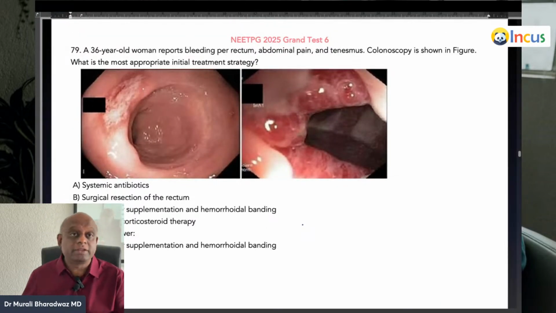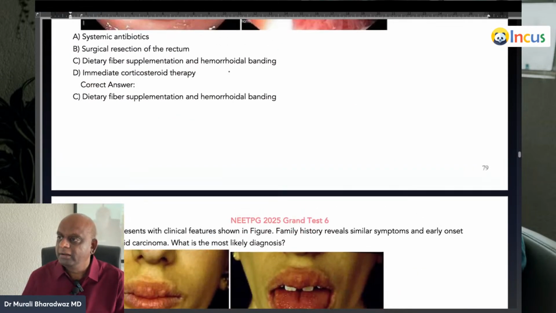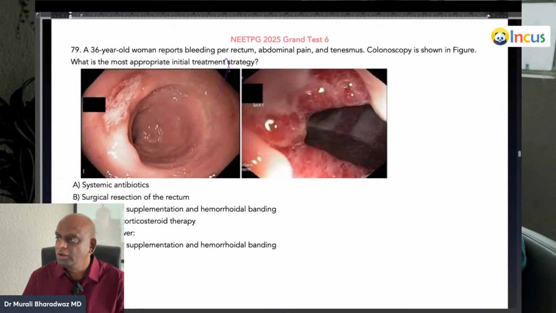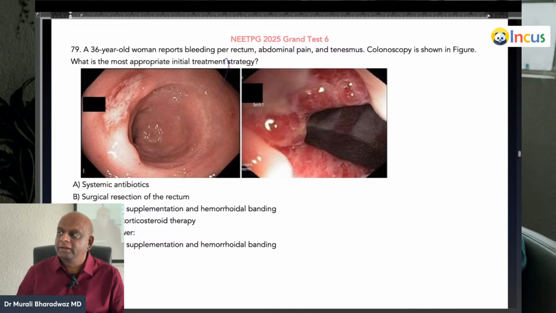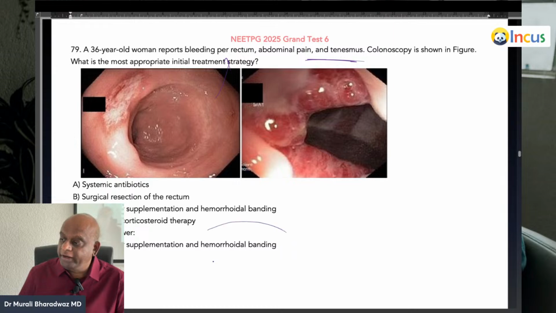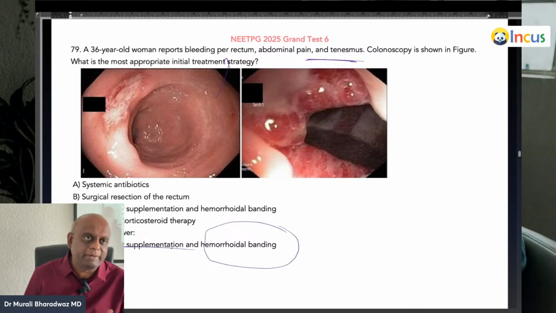So 36-year-old with bleeding per rectum. Colonoscopy is being done. There is an abdominal pain, tenesmus. So we need to do hemorrhoidal banding and dietary fiber supplementation.